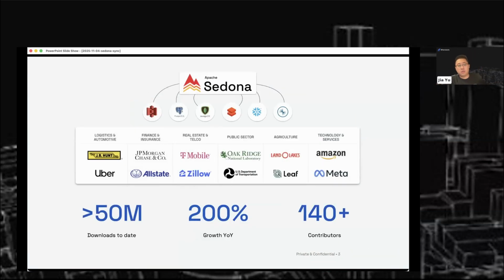The overall downloads of Sedona have exceeded 50 million. There are actually over 150 contributors on GitHub right now. And many people are using Sedona in production, including in logistics, financial services, and agriculture as well.